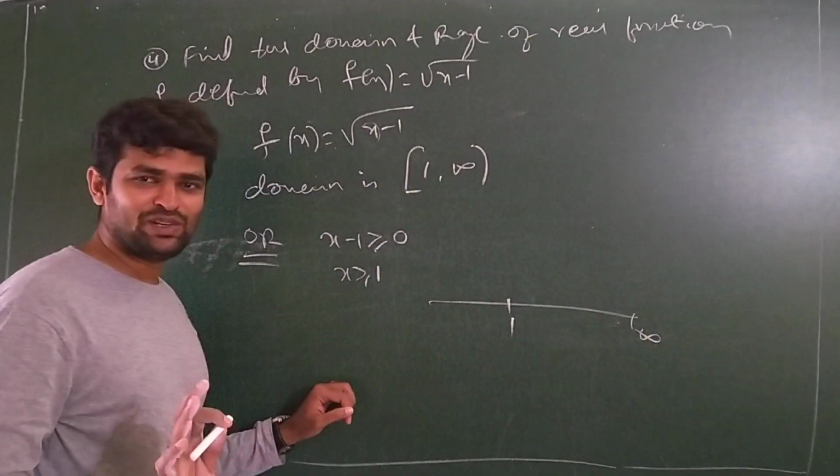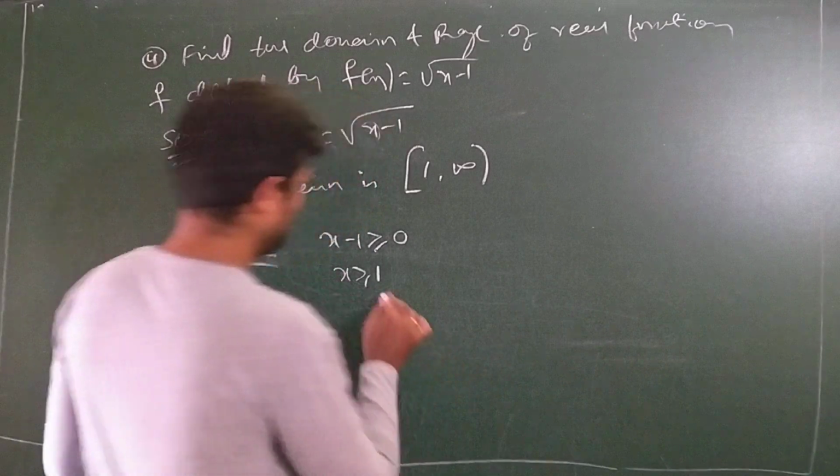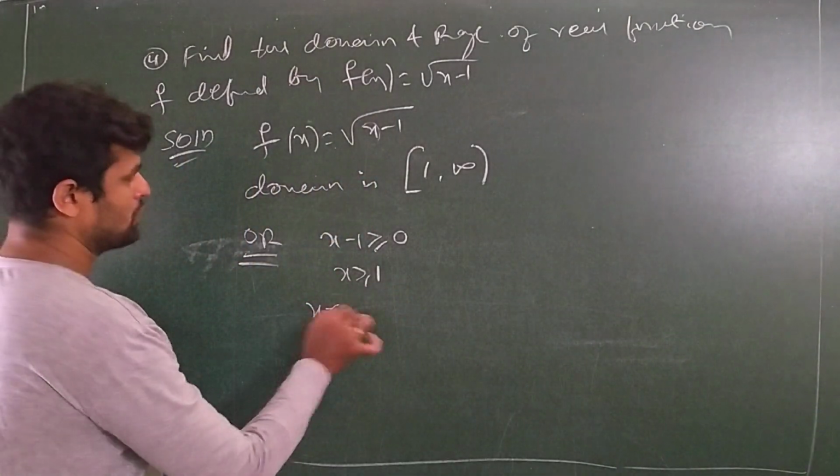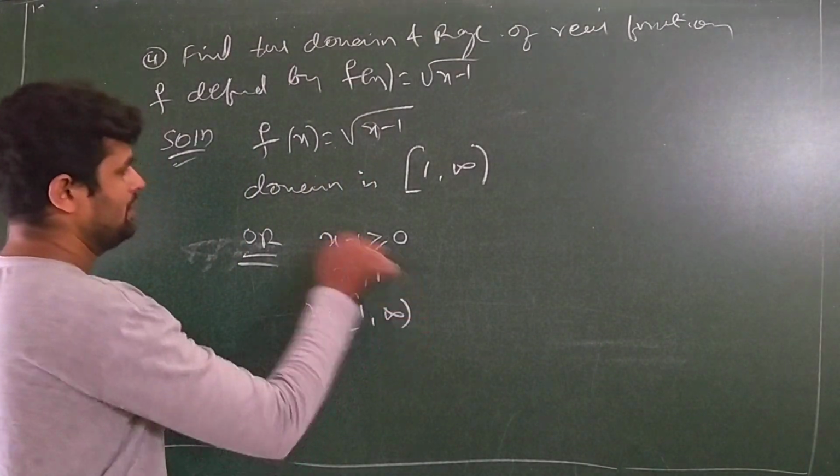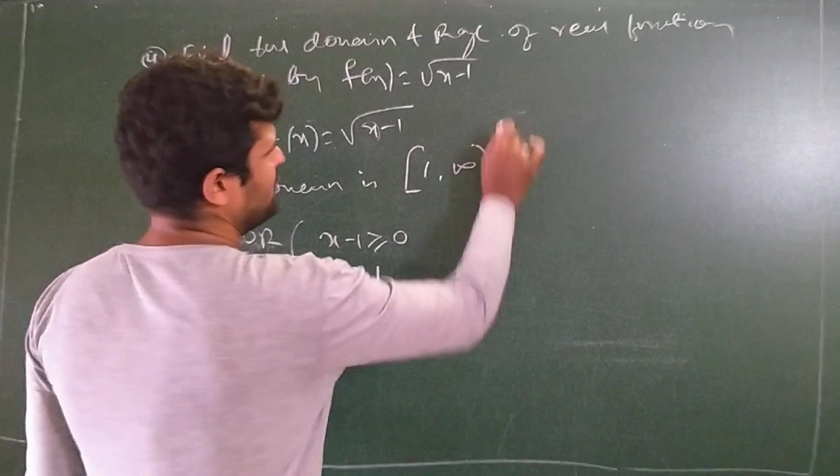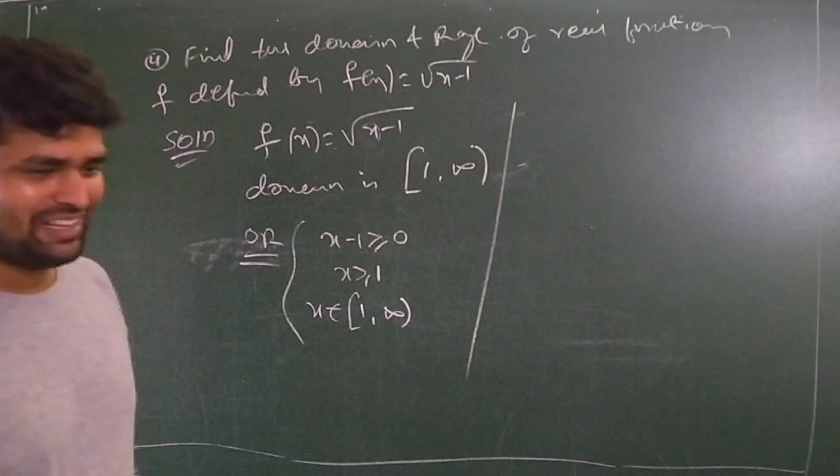Is it okay? So this is my domain. So x belongs to this, like this also you can write. This is one way or this is one way. Any way you can write. Now the domain is done.